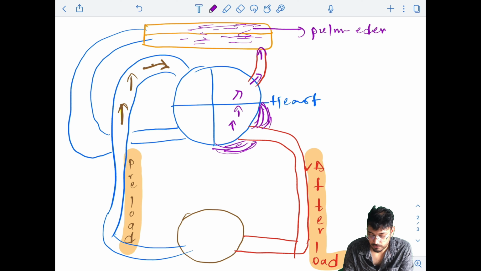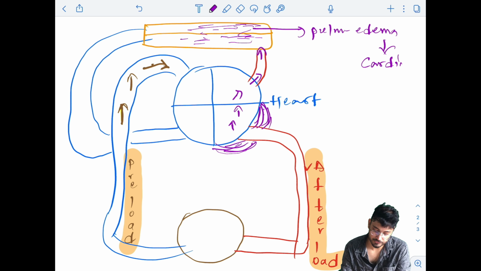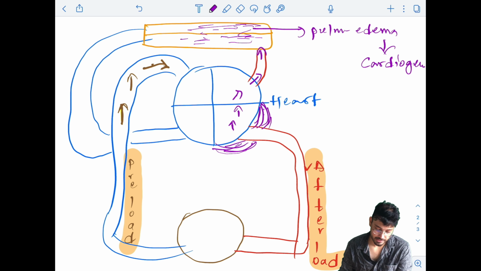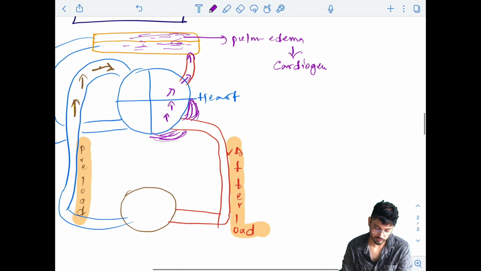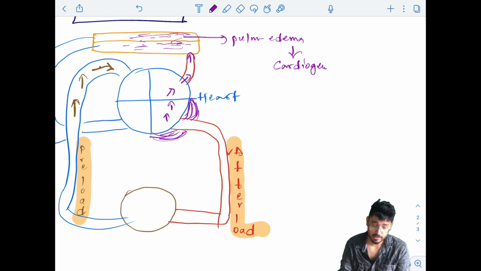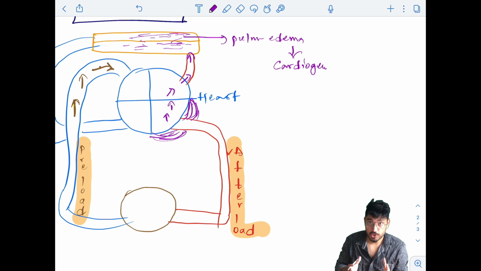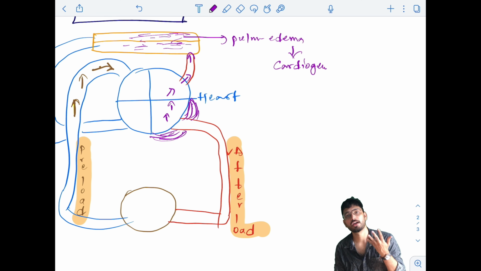What type of pulmonary edema? This is cardiogenic pulmonary edema. Because of this, what happens? The heart is actually sandwiched between the two lungs. Now the lungs are accumulated with water, and this water will cause congestion over the heart. So in this broad sense, it is called congestive heart failure.